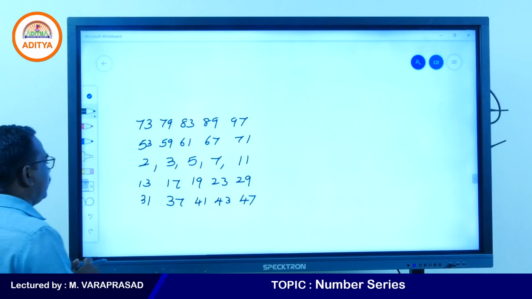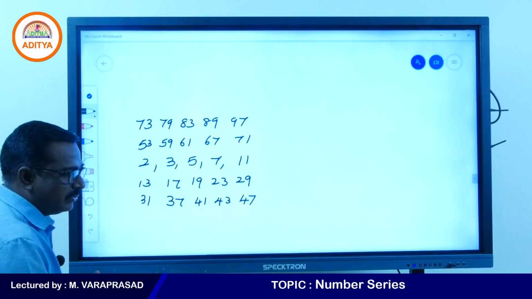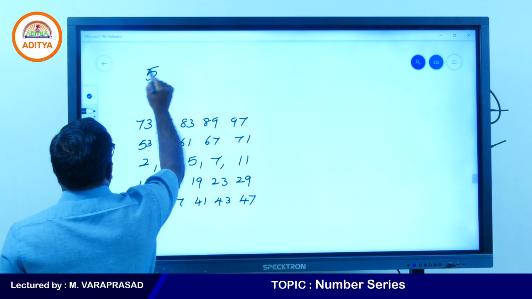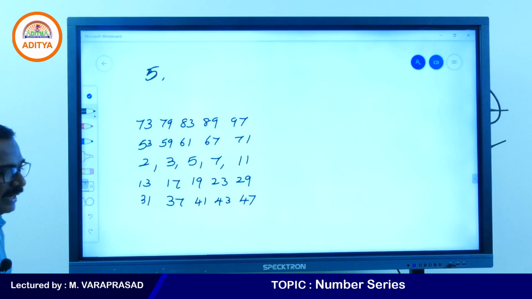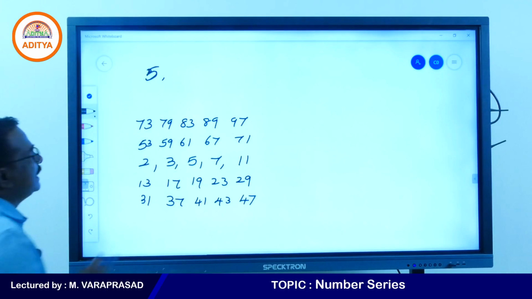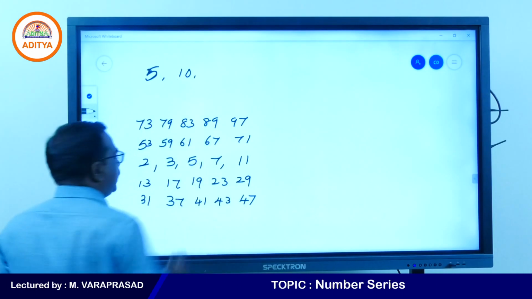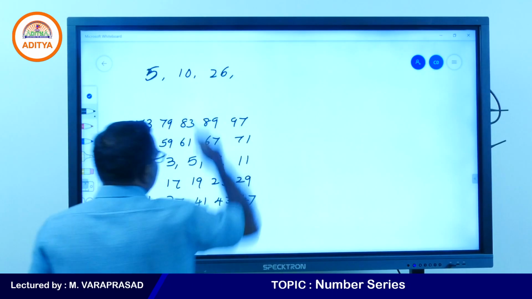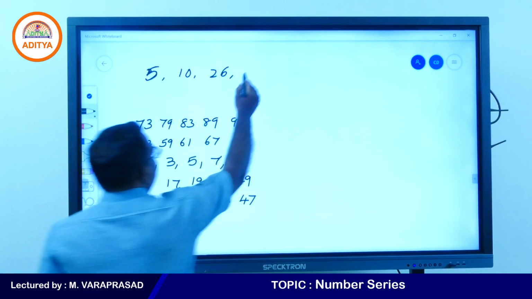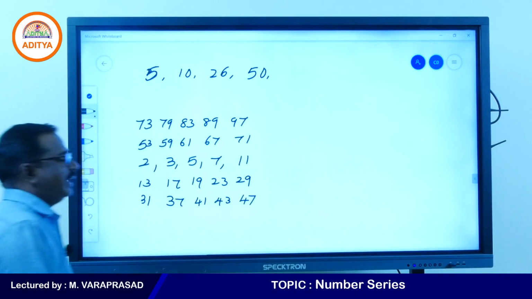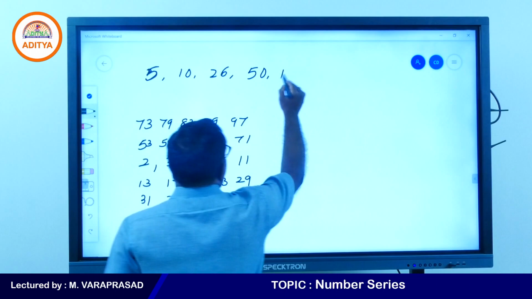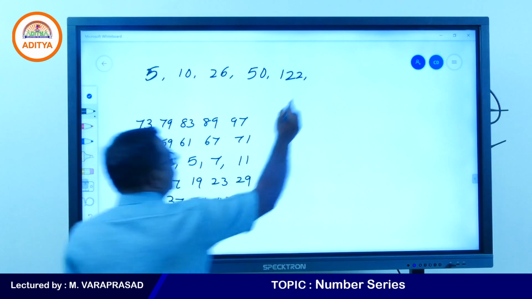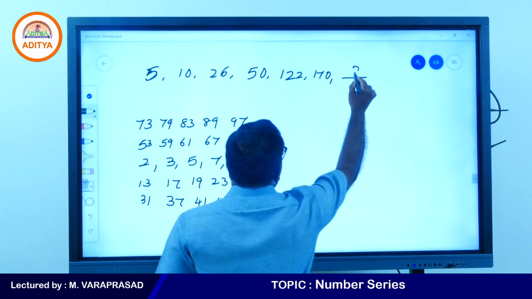Now one more example I will write, right? First number is 5. Second number is 10. Third number is 26, and fourth number is 50, and the fifth number is 122, and the next number is 170, and what is the next number here?